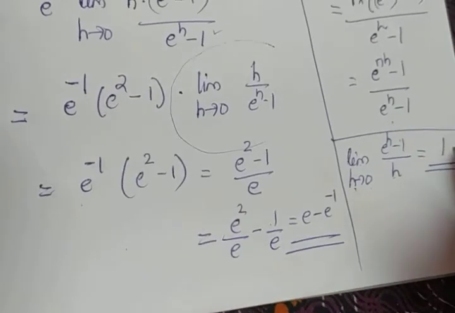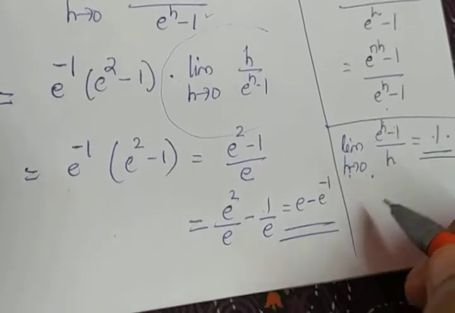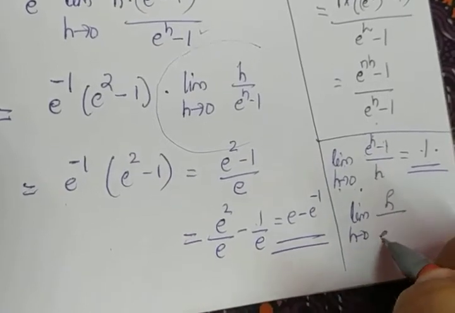Okay, so we are applying the limit. Limit h tends to 0, e raised to h minus 1 by h is equal to 1. Same is the case, limit h tends to 0, h divided by e raised to h minus 1 also gives you the value 1.